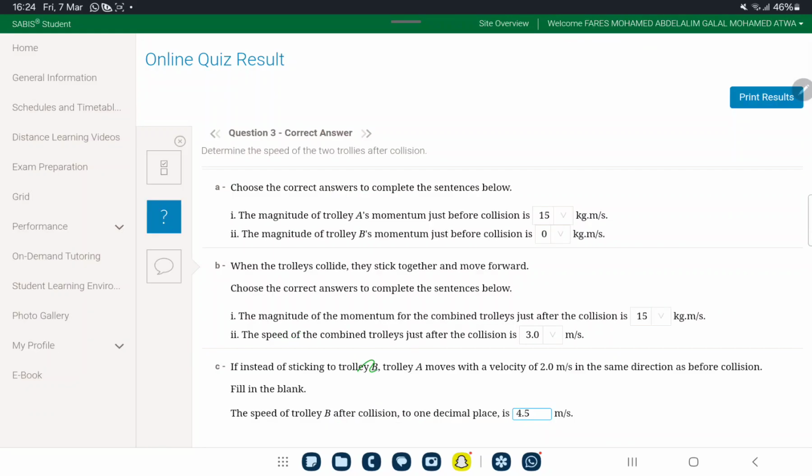Now they want the magnitude of the momentum for the combined trolleys after the collision. Now see, this here was before the collision, and now they want after. So using the law of conservation of momentum, P before equals P after. Before it was 15 plus 0 is 15, and after it's equal to before, so 15.